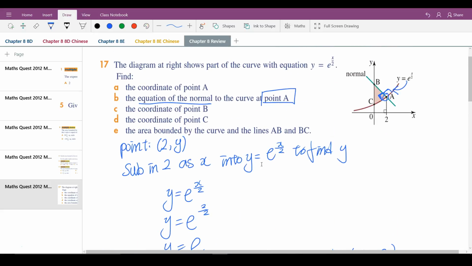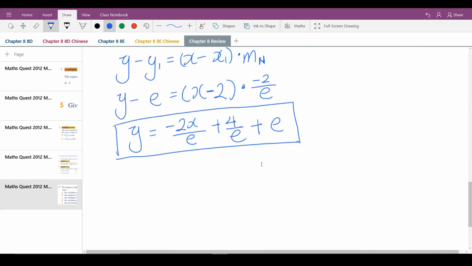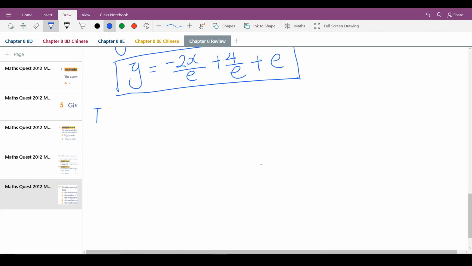Now the coordinate of point B. Point B is on the normal equation, it's part of the straight line, and it has an x value of 0 because it's on the y-axis. So point B so far is an x value and then a 0. Oh, no, a 0 and then a y value, because it's on the y-axis.